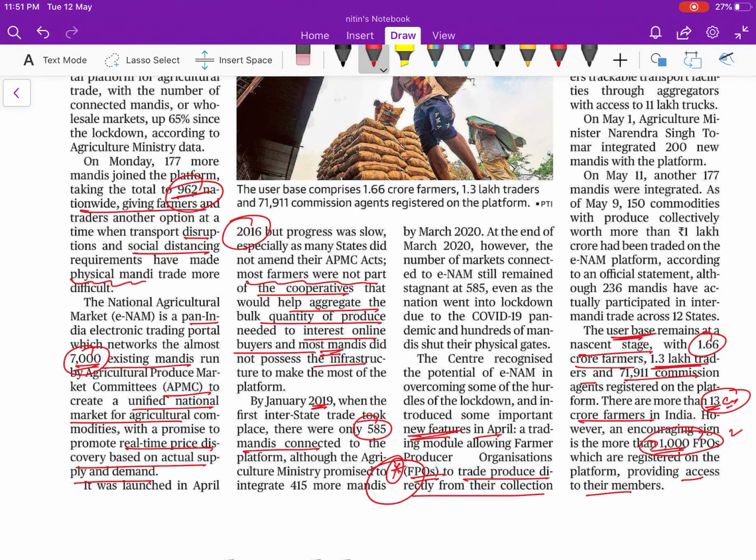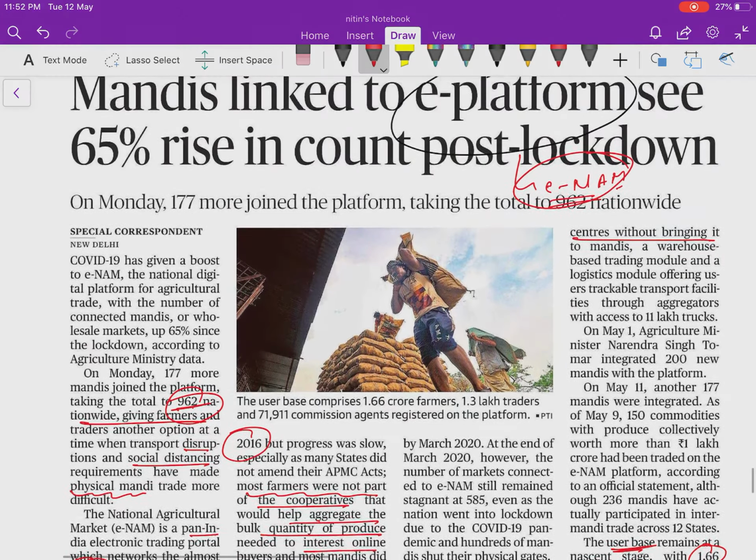So what it will do, it will help in strengthening our supply chain. It will help in better price discovery, right? It will also help in reducing the crop losses by way of strengthening the supply chain. So that's all from this particular article.